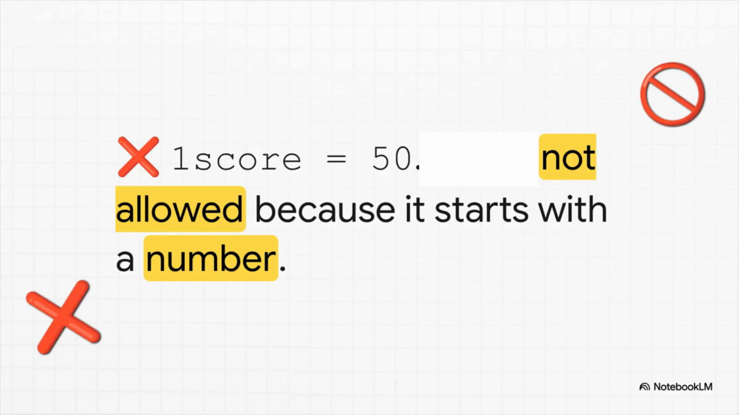1score. This will break your code. It's just not allowed. And why is that? Because, like we said, you can't ever start a variable name with a number. Python just won't accept it.